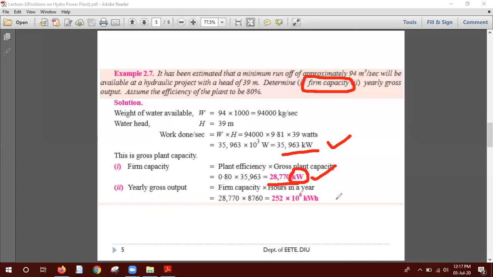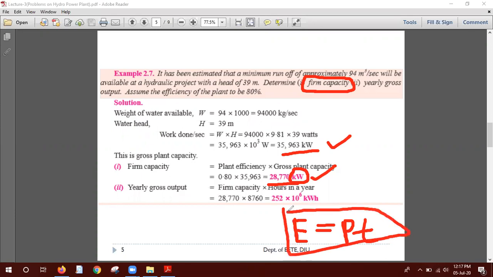Always remember that the equation is something like this: E equals PT. E equals PT, P is power, T is time. Or P equals E by T. Probably you know this equation from physics or your circuit courses. But E equals PT, so energy equals P into T. We already know the power is 28,770.